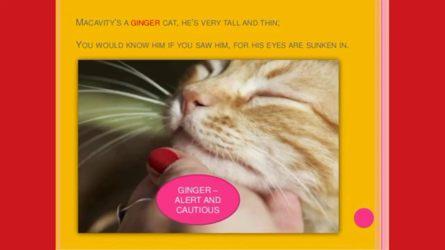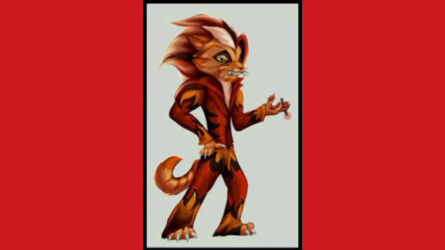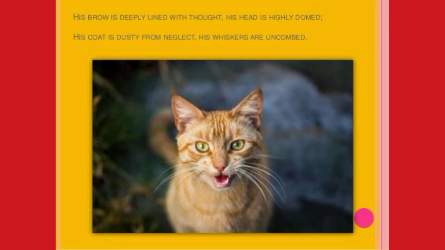Now, stanza 3. Here, in these lines, Macavity is called a ginger cat. You can find the character analysis. He is unique in the way he looks and the way he does everything. He is tall and thin. He has sunken eyes. His eyebrows are deeply lined because of the constant thinking, plotting, strategizing. His head is highly domed.